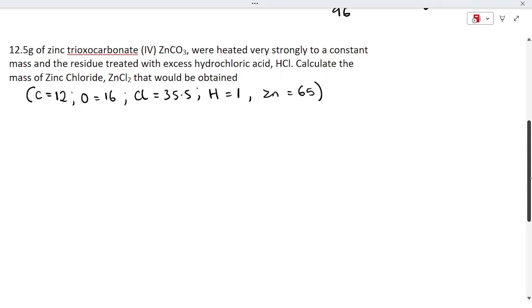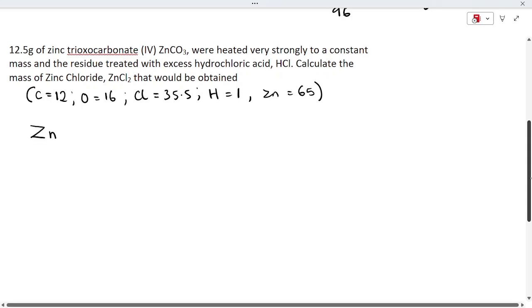Now, however, we have to be very careful with this question and read it. The first thing about any chemistry question is being able to read the question and interpret it. If you see what is happening, zinc carbonate was heated strongly to a constant mass. It was the residue that was treated with hydrochloric acid. In other words, zinc carbonate was not what reacted with hydrochloric acid. It was the residue after heating zinc carbonate. So that is practically a decomposition reaction.